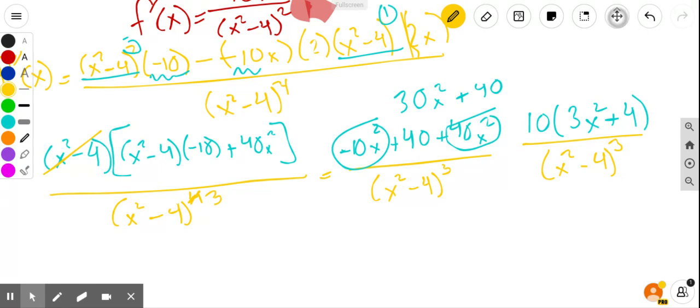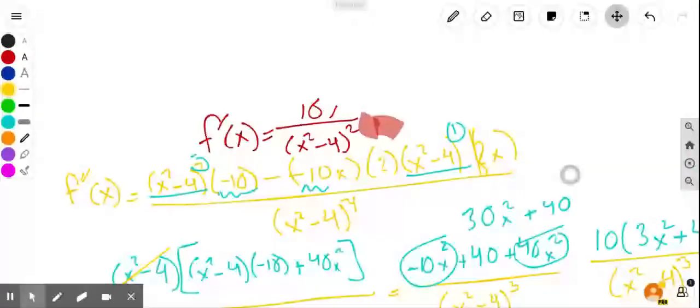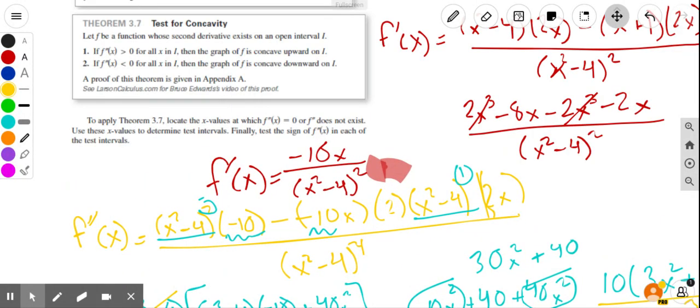So if this is now my second derivative, I need to go ahead and do some interpretation.